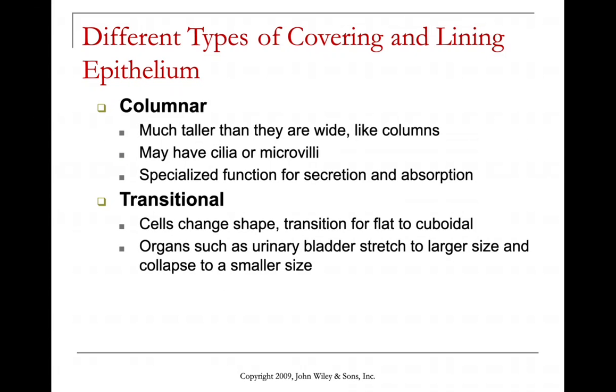Columnar cells are taller than they are wide, so that's how they get their name. They can have cilia or microvilli. They're also good for secretion and absorption. And then transitional, the cells change shape, so they can range from flat to cuboidal. You'll see this in places like the urinary bladder. It allows it to stretch to a larger size and then collapse to a smaller size.